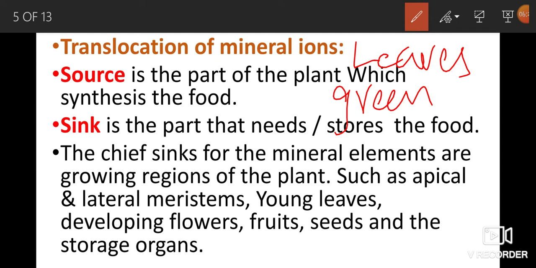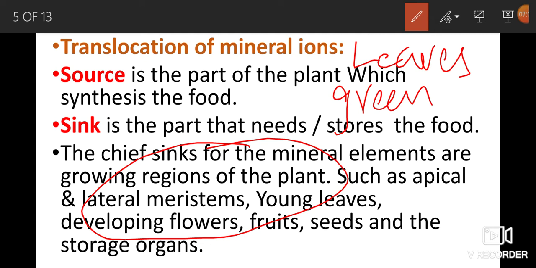That is called source. And the second one, sink. Sink is the part that needs or stores the food material. So where food materials are needed or where the food is stored, that region is called a sink in plants. So the chief sinks for the mineral elements are growing regions of the plant such as apical and lateral meristems, young leaves, developing flowers, fruits, seeds, and the storage organs. These are all sinks.